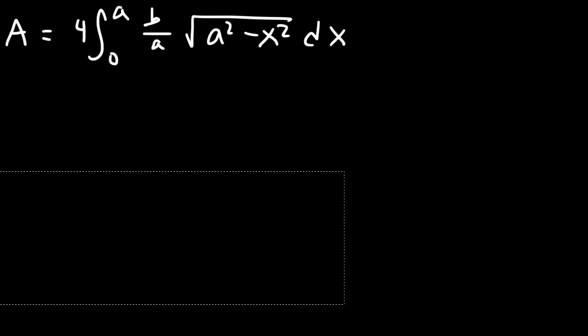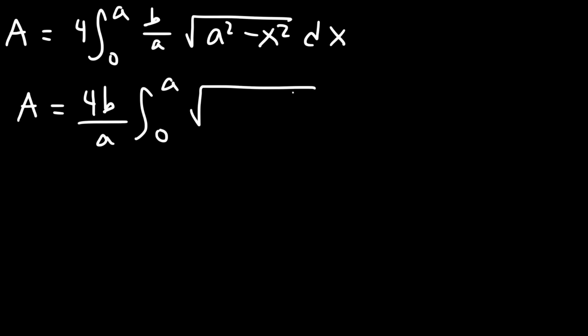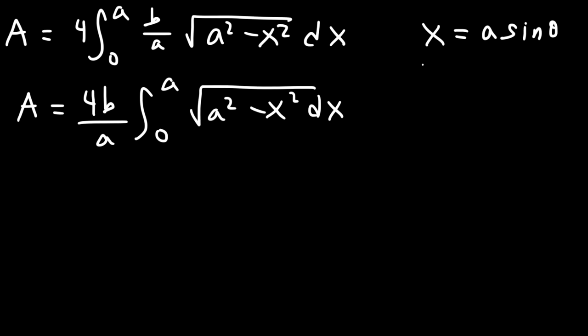And so the area is going to be 4b over a times the integral from 0 to a of the square root of a squared minus x squared dx. Now we need to use trig substitution at this point. So let's make x equal to a sine theta. And so dx is going to be a times the derivative of sine, which is cosine theta, d theta.